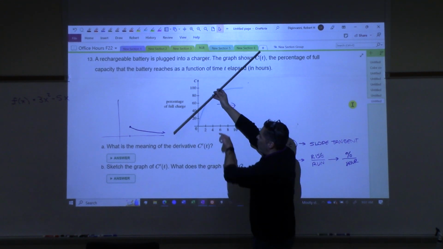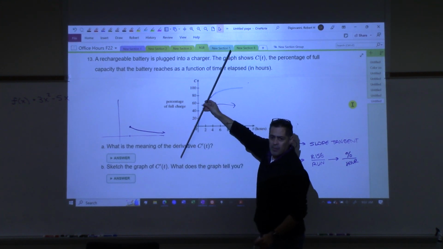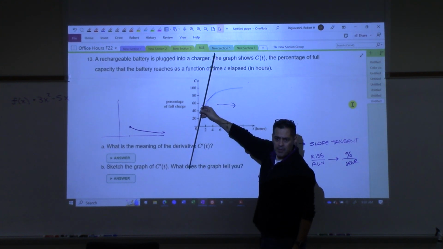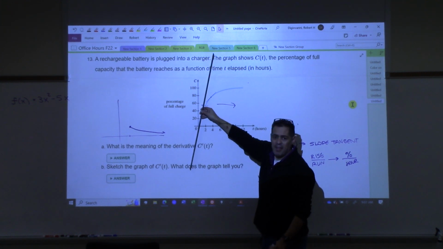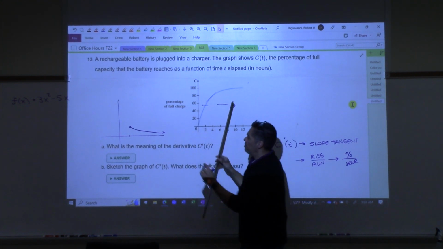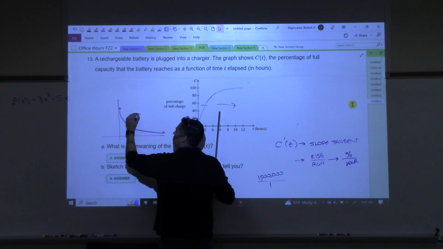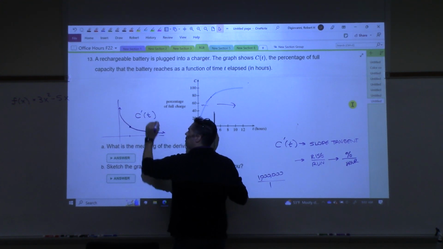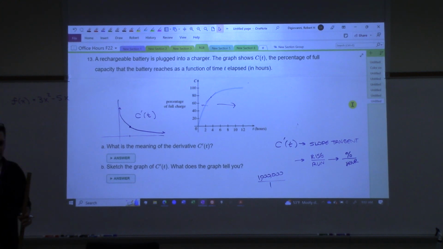What happens if I go this direction? What's happening to the slope? Steeper and steeper and steeper, right? And we just said that the steeper the slope is, the bigger the number is. And they're all positive. So the derivative's going to look like that. So this is c prime of t. Okay? Does that make sense, yes, no? I can't tell by your... where it's like curved down there?